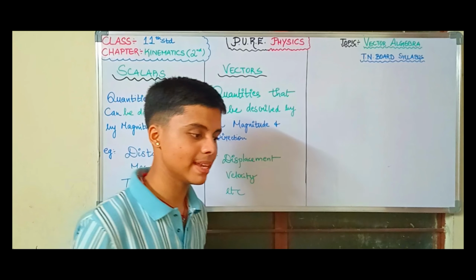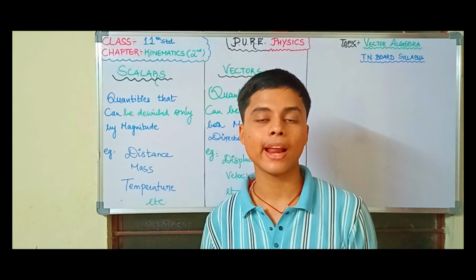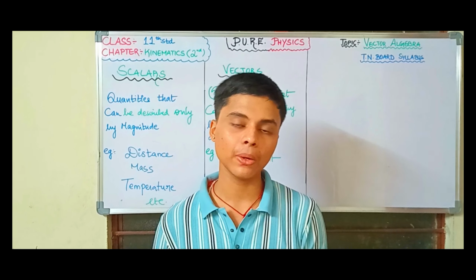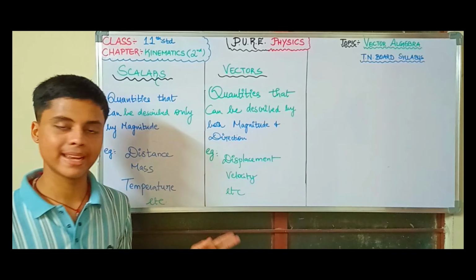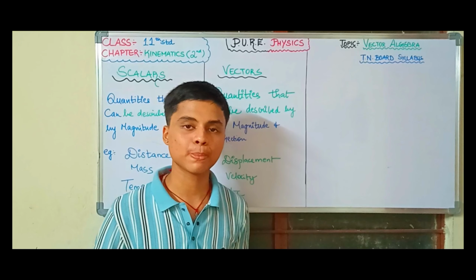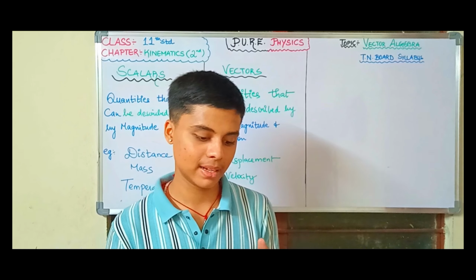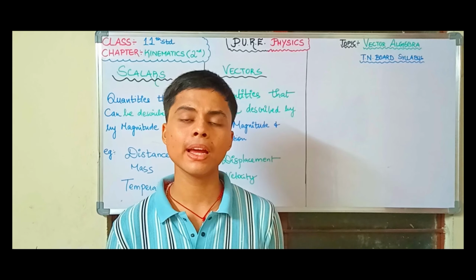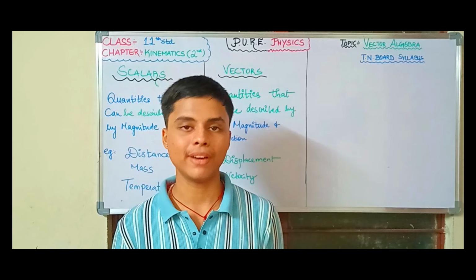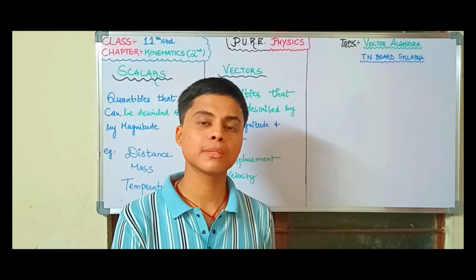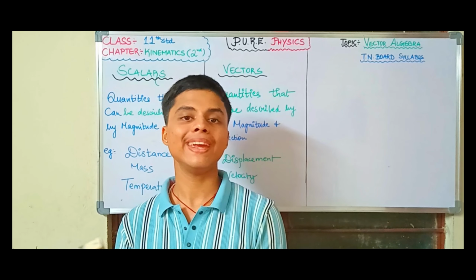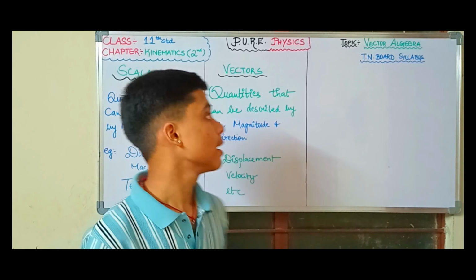And vector quantities are the quantities that can be described by both magnitude as well as direction. For example, displacement, velocity, etc. Because in displacement we see the distance covered and the initial point and the final point, because displacement is defined as the difference between the final position and the initial position of an object.